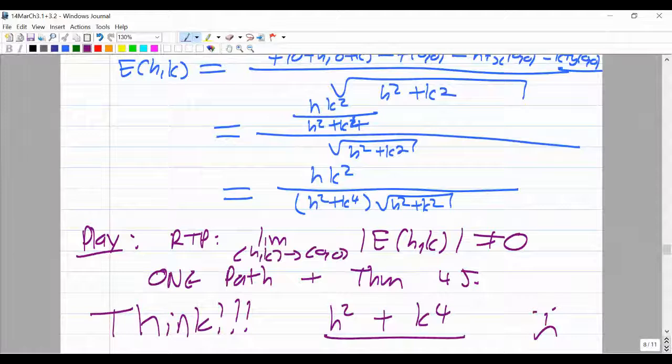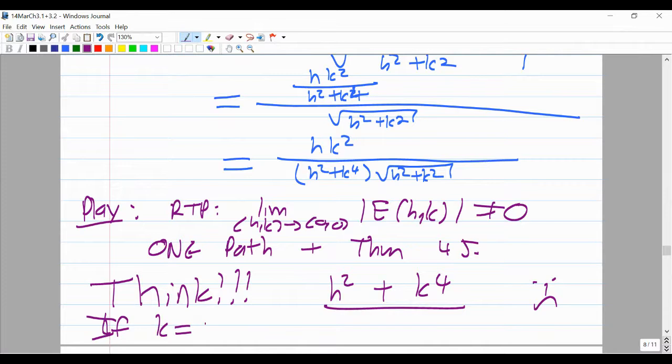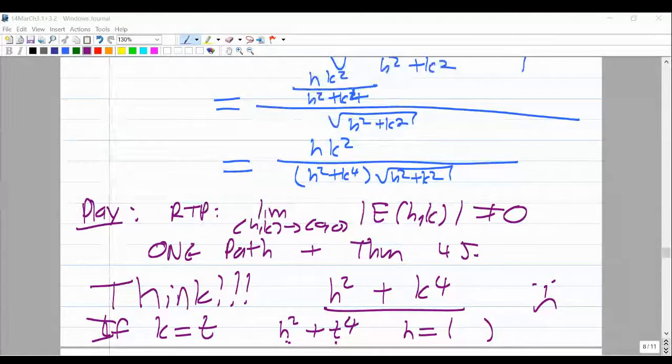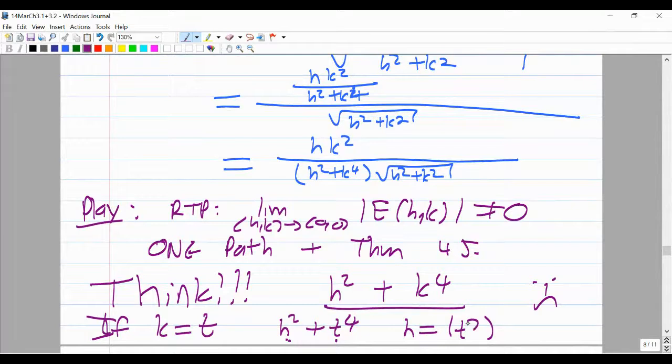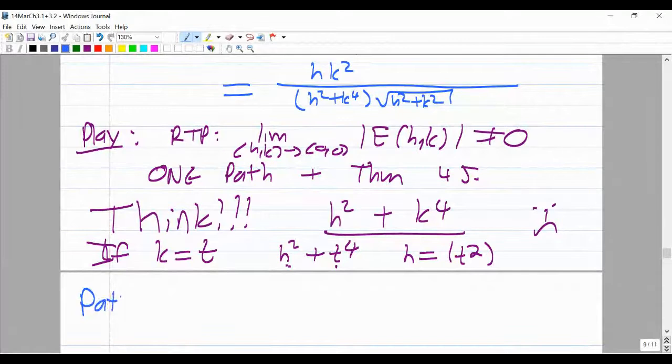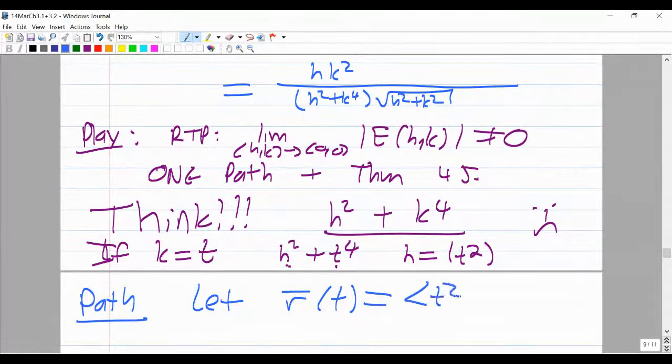But let's do the following. If k is equal to t, then we have h squared plus t to the power 4. And so what do you think will be a nice value for h for them to be similar terms? So if you let your imagination go and your creativity goes, yes, Nicole. Yes, Miss Dubé. All right. So t squared. And this is the trick. So let's try the following path: t squared, t.